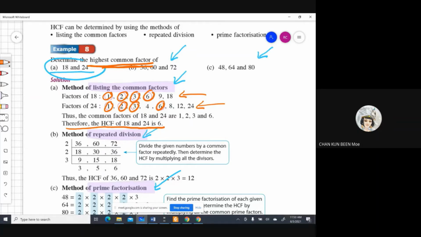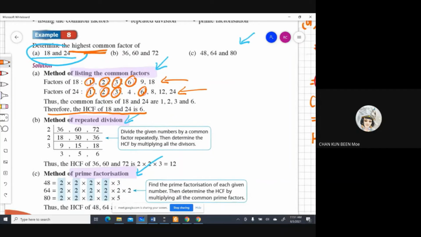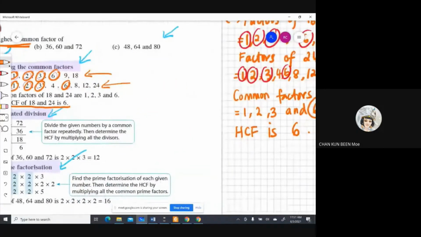Now we move forward to the second one, which is the method of repeated division. For repeated division, we can apply it to all of the questions here. Repeated division is very easy. You just need to write down 36, 60, and 72. Arrange them together and draw a vertical line and a horizontal line like this. Then you have to make sure all 3 numbers can be divided by the same number, which is a prime number.